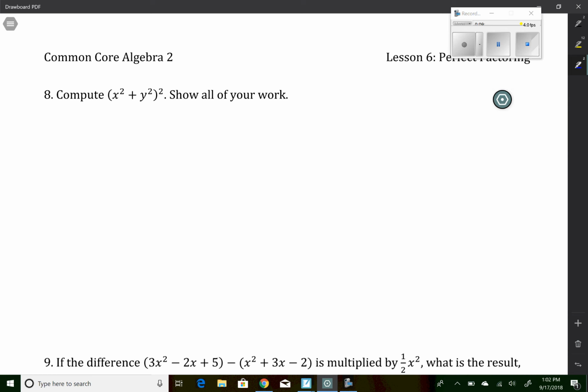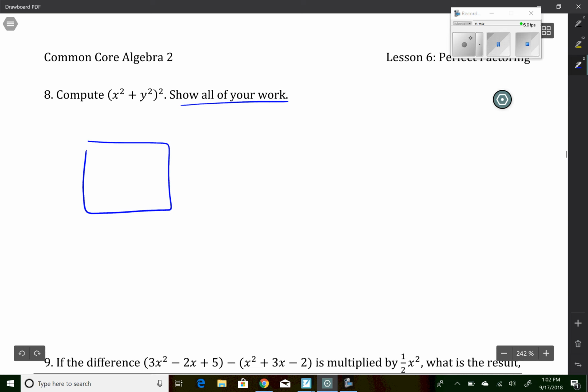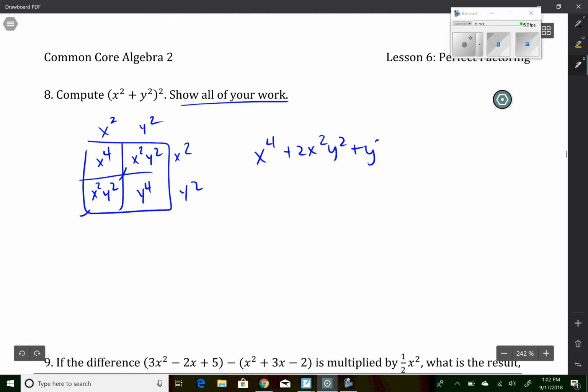Number 8 says to compute the product of x squared plus y squared, squared. Now remember in class we said that we could do this mentally, right? But this does say show all of your work. So let's show some work. X squared, y squared, x squared, y squared. So we have x to the 4th, x squared y squared there, x squared y squared there, and a y to the 4th. These combine to give us 2. So I have x to the fourth plus 2x squared y squared plus y to the fourth.